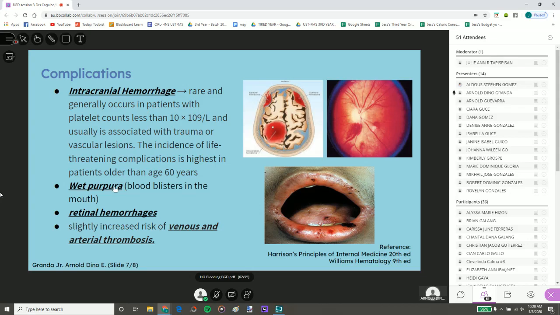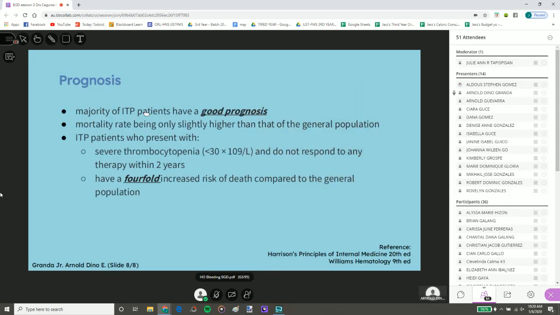Another complication would be wet purpura or blood blisters in the mouth. They could also present with retinal hemorrhages that in the worst case could lead to blindness. And lastly, they also have a slightly increased risk of venous and arterial thrombosis. What is good about patients with ITP is that the majority of them have a good prognosis, with mortality rate being only slightly higher than that of the general population.